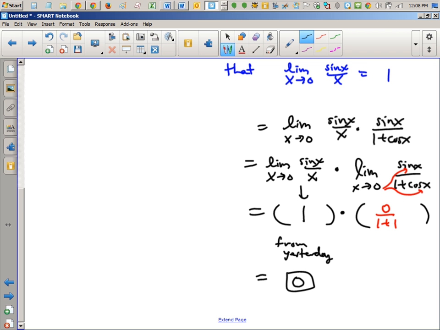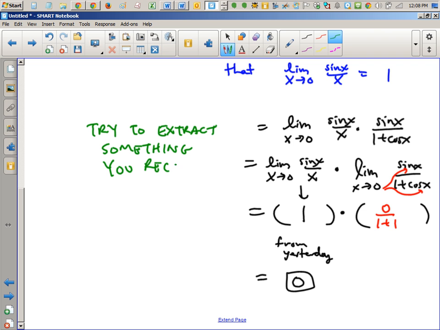So what is trick number 3? Try to extract something you recognize. I saw that sine x over x chilling right there, and I remembered my warm-up from yesterday. So this is trick 3. They might think that's really arbitrary, Mr. Short. If you had waited like 3 days before doing this example, I wouldn't have remembered the warm-up anyway.